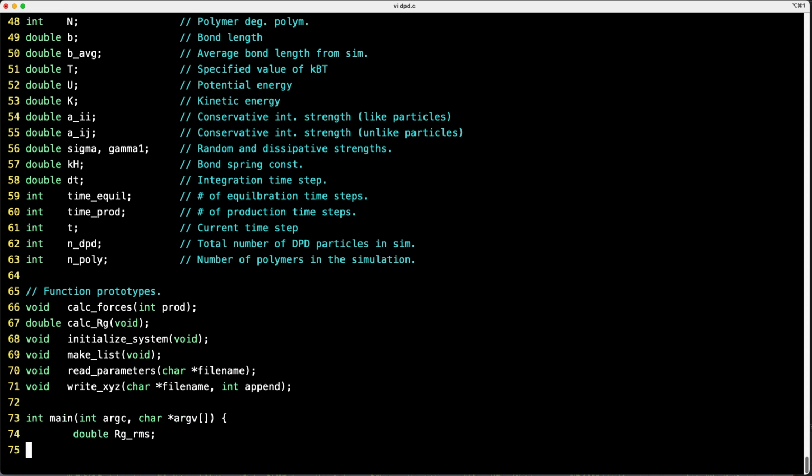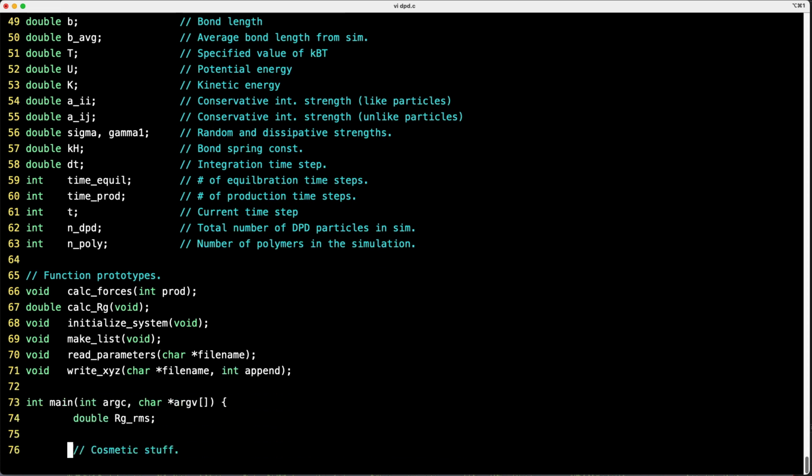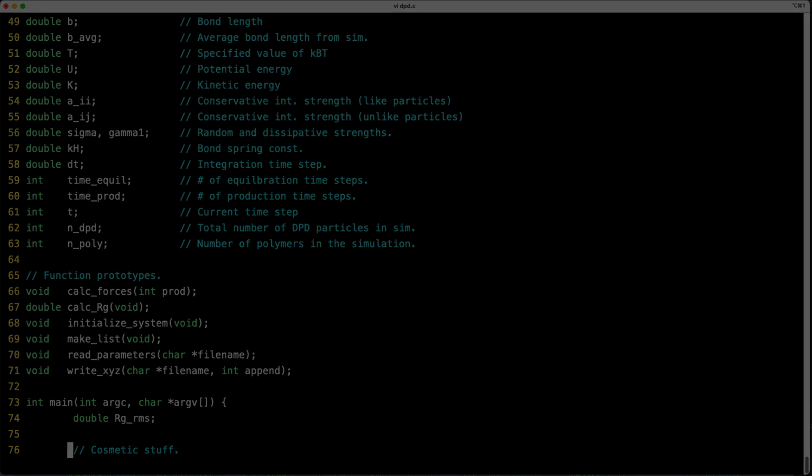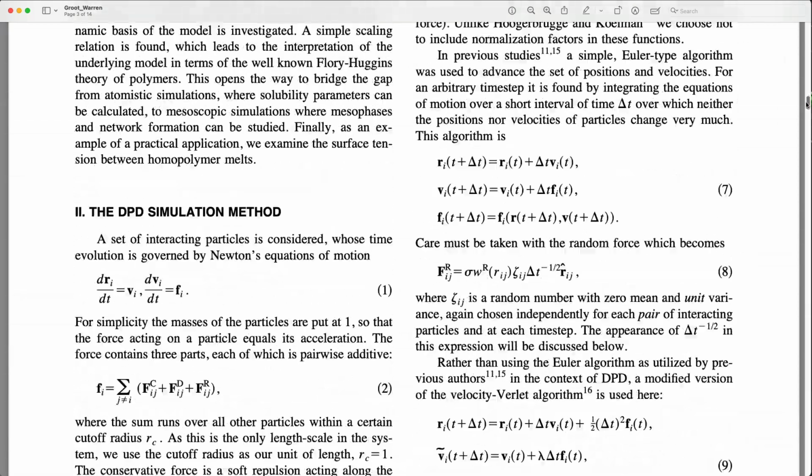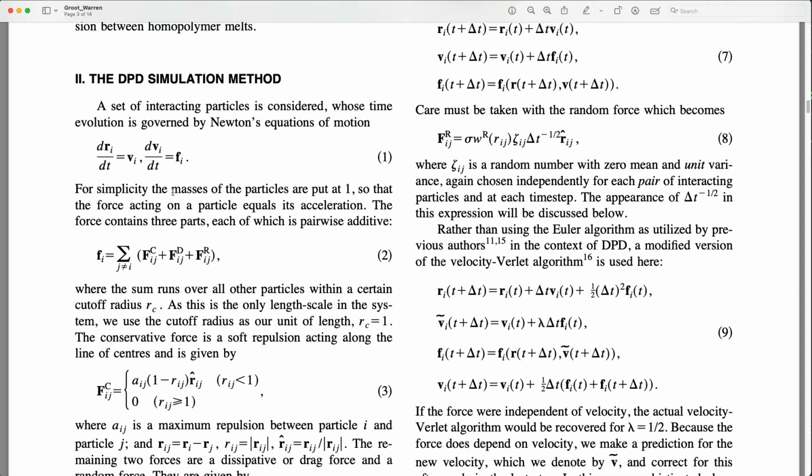And with DPD, this is something where we need to slow down a little bit and think about our algorithm so that we minimize any kind of numerical errors. So let's take a look at Groot and Warren first. So here's Groot and Warren, and again, I love this paper. This is a fantastic paper for getting started with DPD. And if we scroll down a little bit and look at the simulation method, you can see, hopefully, a lot of similarities between the code we've written and what's in the paper, right?